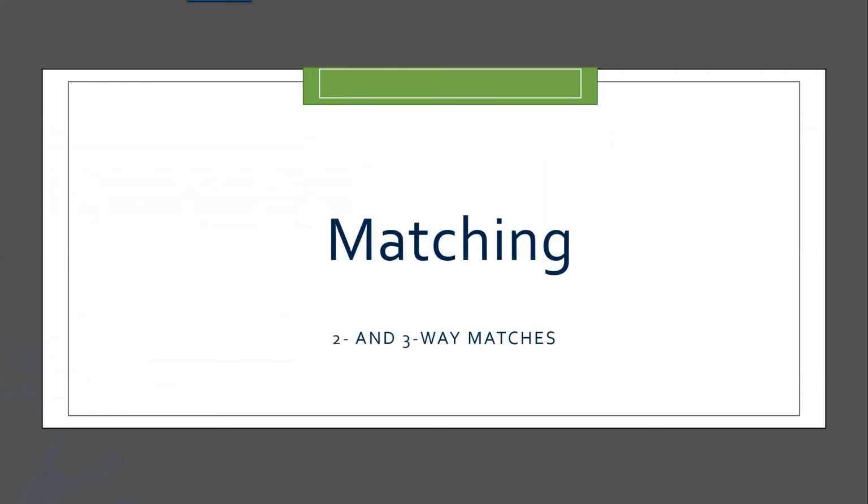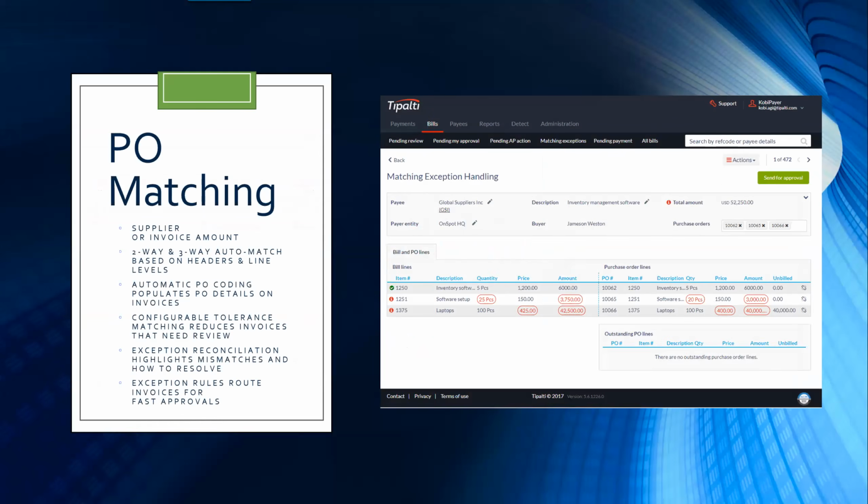So we're going to go ahead and take a closer look at matching. When we're talking about matching, here we've got the 2- and 3-way matching that's possible. PO 2-way and 3-way matching can be automated, and this is based off of your headers and your line levels. Automatic PO coding populates the PO details on the invoice. Right here you can see an example.